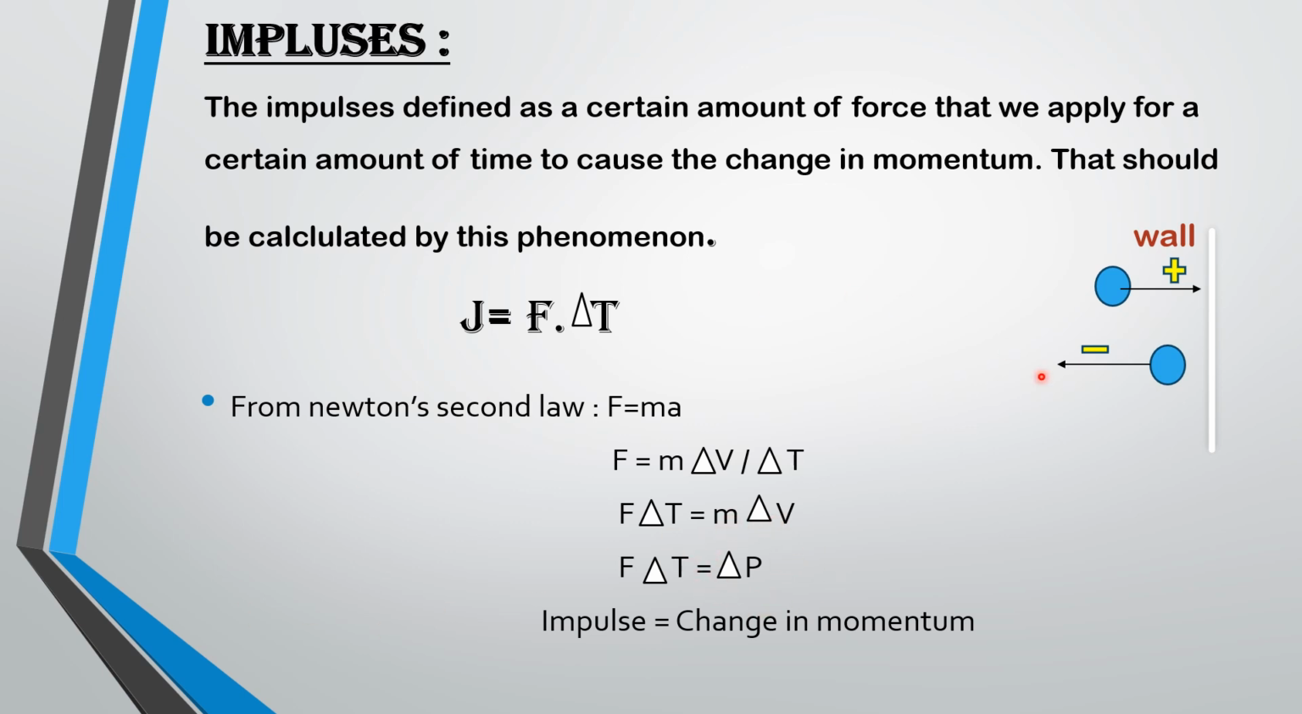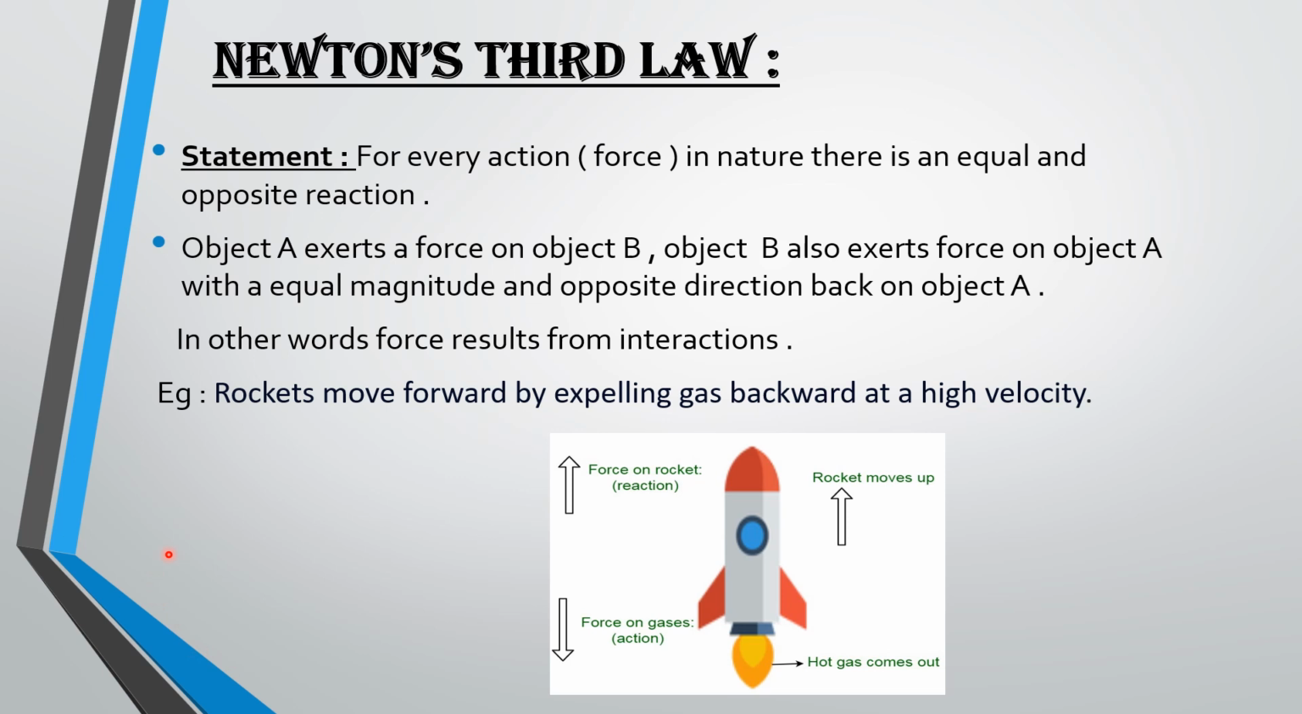Okay, this is what the impulse topic involves. These formulas are very important and very easy to understand. Next, Newton's third law of motion. Here we will go through the statement: for every action in nature, there is an equal and opposite reaction. As we all know this law, whenever asked, we can tell it in a few seconds, because we know it very well. But we don't know the proper definition for this.